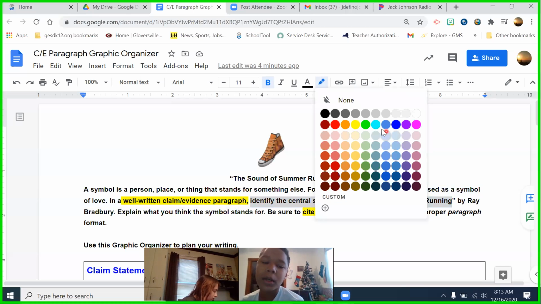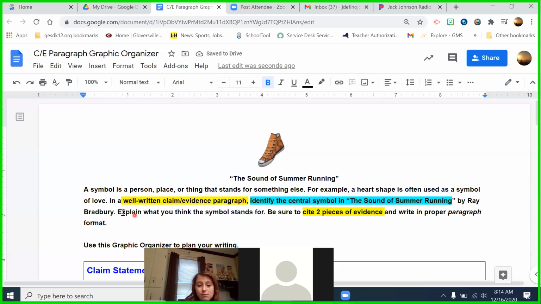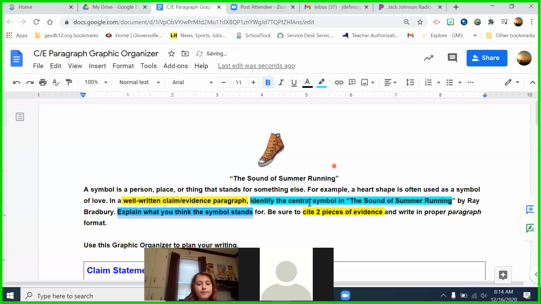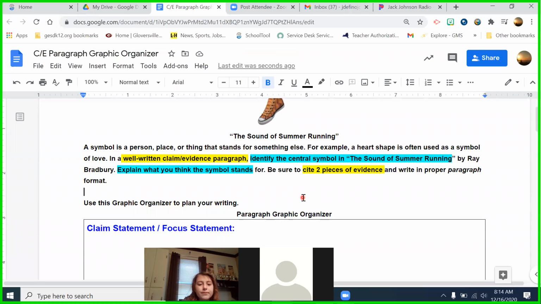Okay, so I'm going to highlight that in this aqua color. And then that's not the only thing I have to do. I also have to explain what I think the symbol stands for. You could, but I'm just trying to tease out what exactly I have to do. When we write our claim statement, we will use the author's name, yes. Okay, all right. So that's what I have to do.